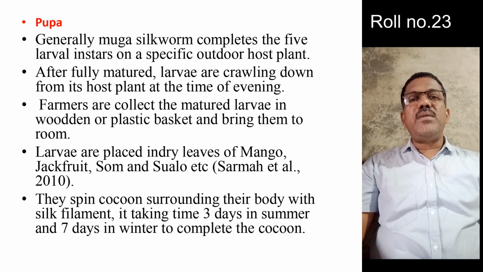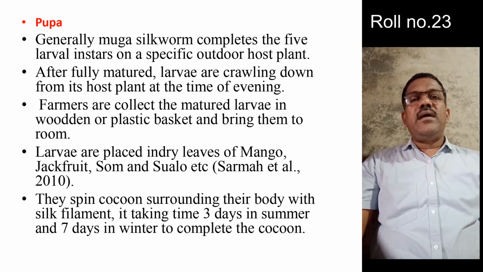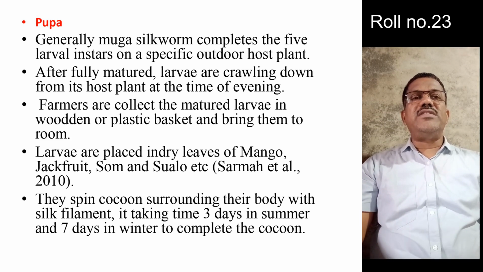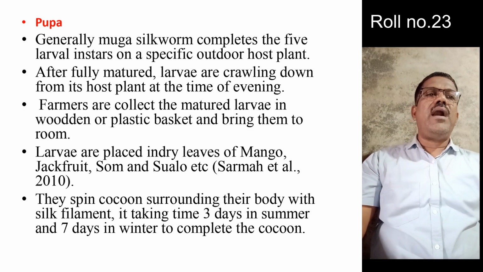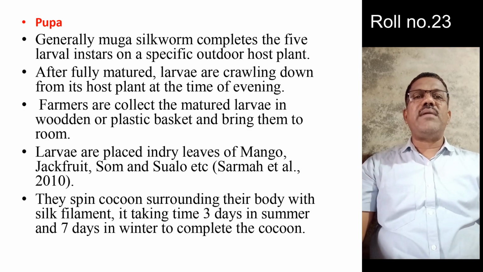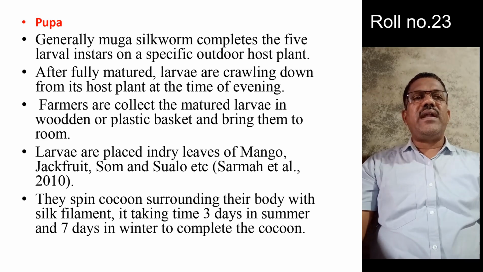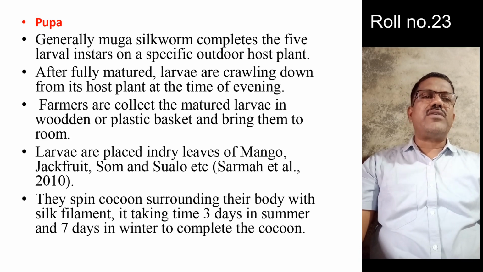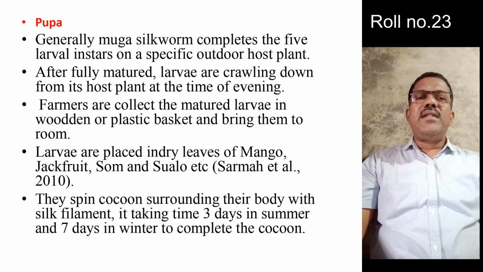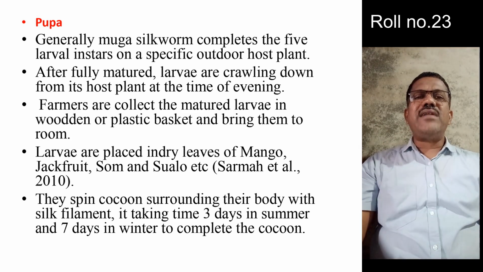At the time of the pupal condition, the larva does cocoon formation. They are collected from nature and stored in the indoor conditions. Fully mature larvae crawl down the host plant at the time of the evening. The researchers as well as farmers collect the mature ones and take them in plastic boxes or wooden boxes and bring them into the rooms. The larvae are placed on dry leaves of mango or jackfruit or some of their own host plants.